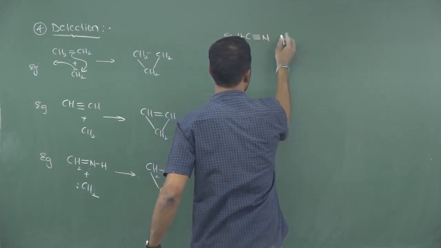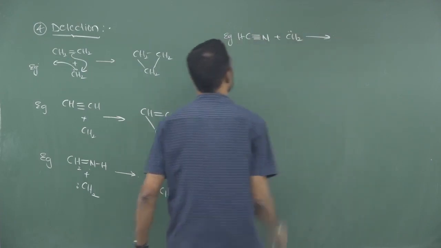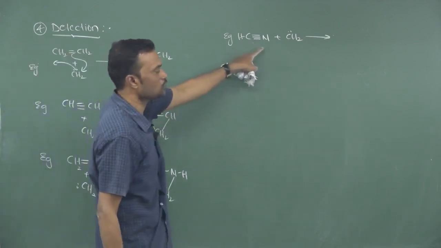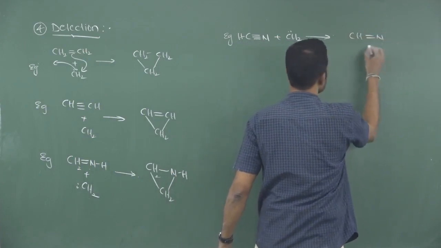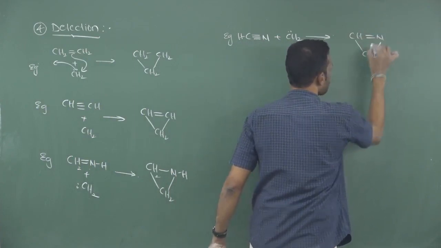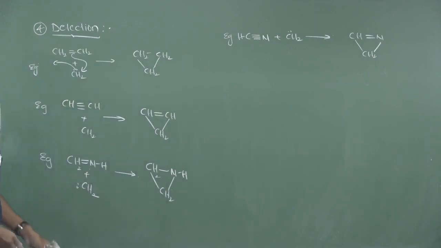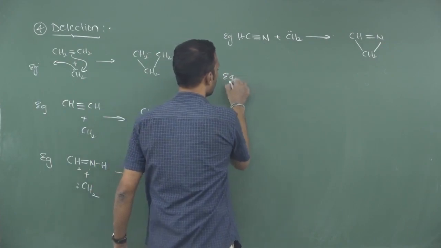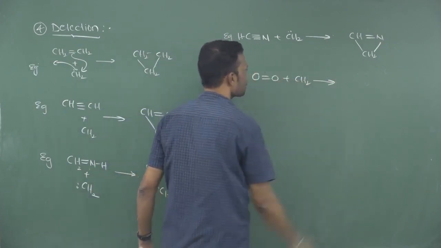I am adding a carbon-nitrogen triple bond. What happens if I add a carbon-carbon triple bond? You will get a cyclopropane. Right now I am adding a carbon-nitrogen triple bond. What is the answer? Now can I write carbon-nitrogen like this? What is this? Azirine.